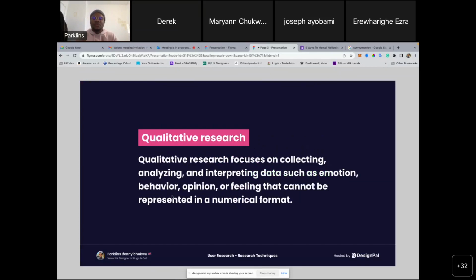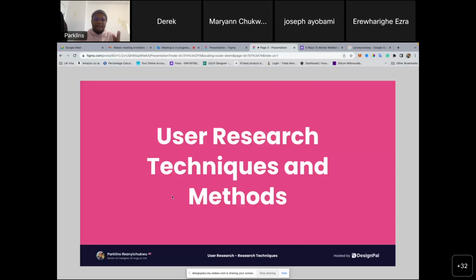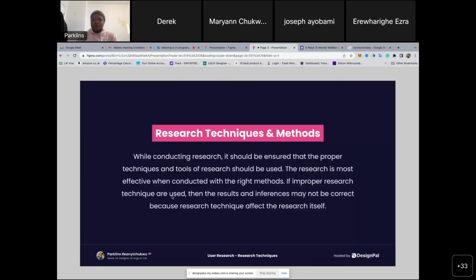Both of them are important because one helps you understand what your user does, and the other helps you understand why they do what they do. So you cannot have one without the other. You have to do both quantitative and qualitative research. So that being said, that's what I wanted to drop down here.